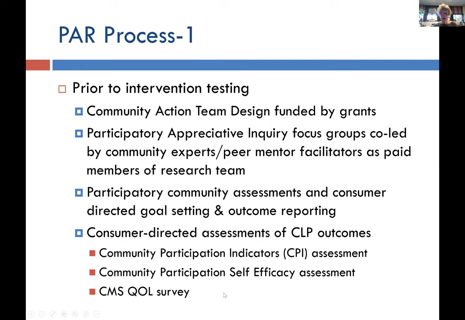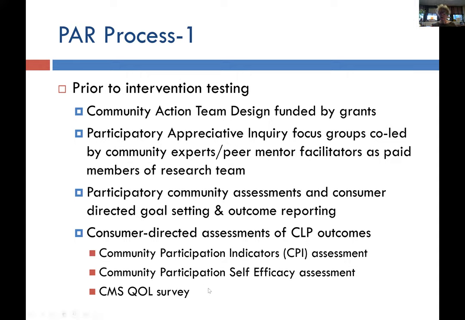And just to mention these, because they might be of interest to you: the Community Participation Indicators Assessment, or the CPI, was developed by the RTC on rehabilitation outcomes, and also involved a lot of action research with people with disabilities. It gives you a nice tool for measuring outcomes across community living, community participation, social participation, and work and economic participation. Another tool we developed was the Community Participation Self-Efficacy Assessment, which is a short and sweet assessment of people's self-efficacy, or level of confidence, in being able to manage community living and community participation. And we used that before and after interventions.